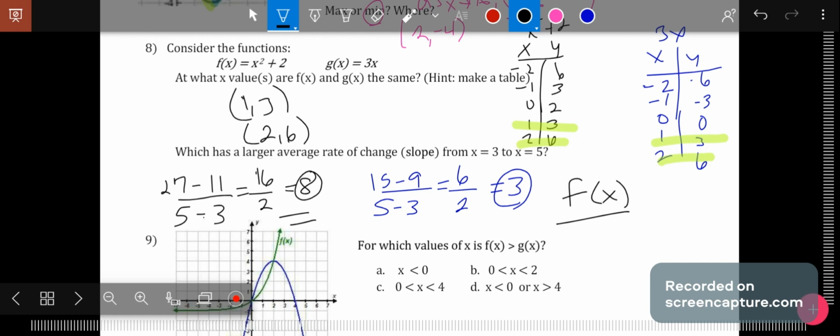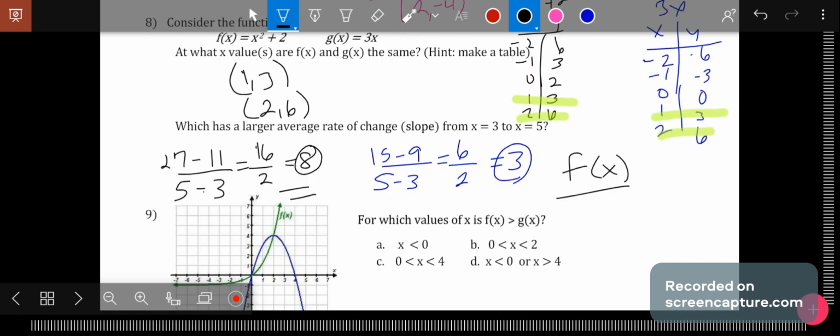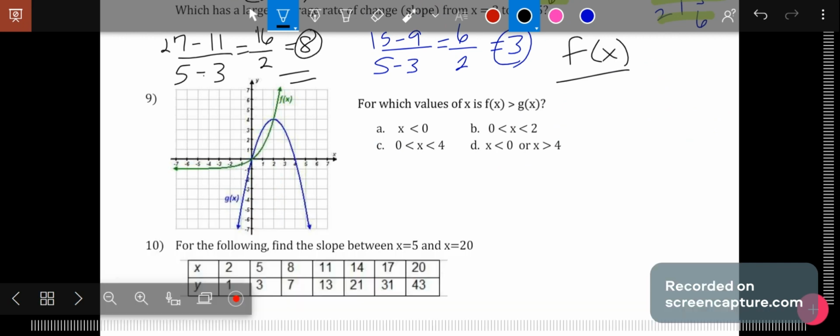Now they're giving us a graph. I'm going to ask questions about the two different functions. Make sure that you can make a note of which function is what. The green function here is f of x, that's exponential. The blue function, g of x, is quadratic.